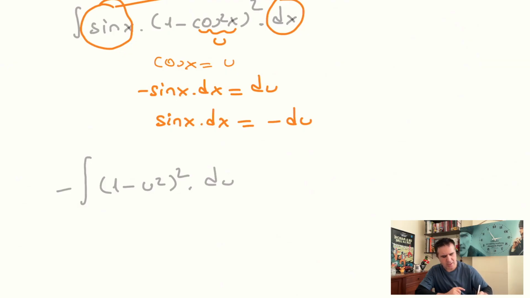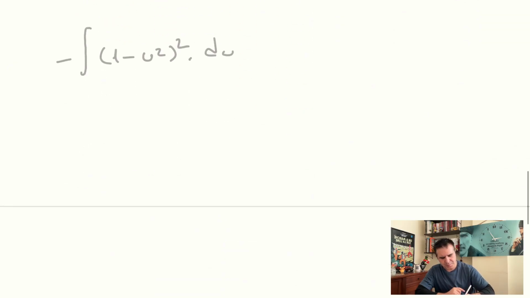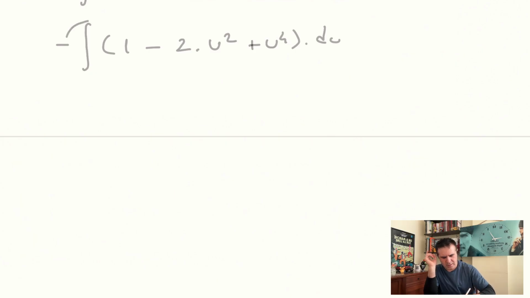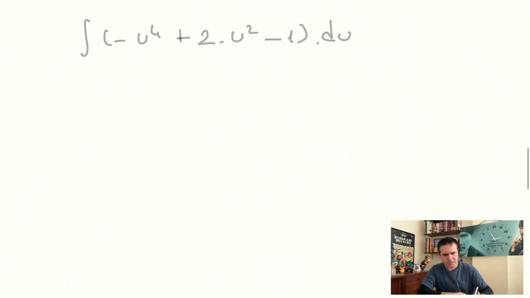Take the minus outside, and the integral becomes minus the integral of 1 minus 2 times u square plus u to the power of 4 times du. And since we have a minus sign here, this will be equal to the integral of minus u to the power of 4 plus 2 times u square minus 1 du. Then take the integral here.